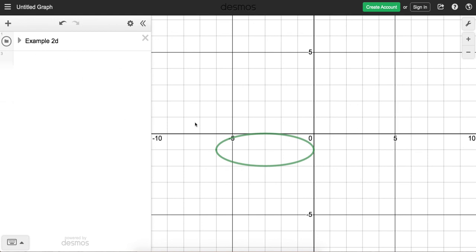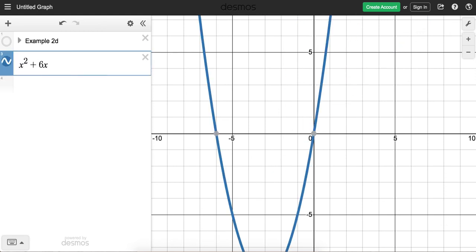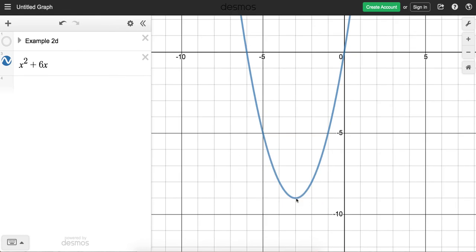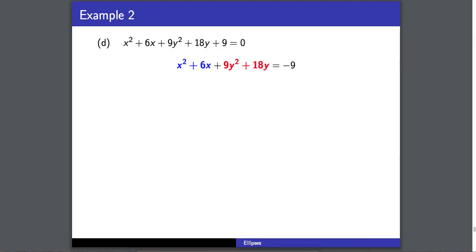Well, here's what our graph should look like. But let's look at the vertex of x squared plus 6x. And I have to scroll down. And we get a vertex at (-3, -9). So the vertex of x squared plus 6x in blue is (-3, -9).